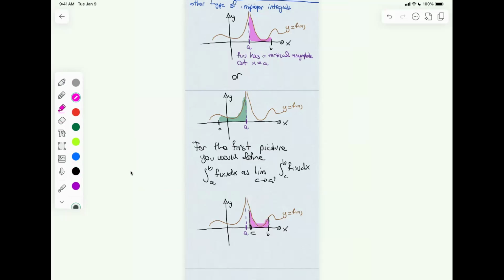And then you just ask what happens as you slowly move C towards A by taking the limit. So it's a truncated integral. Before, we were moving this to infinity, and now you move this towards the asymptote. Is that making sense? So far, so good? Got questions about that?